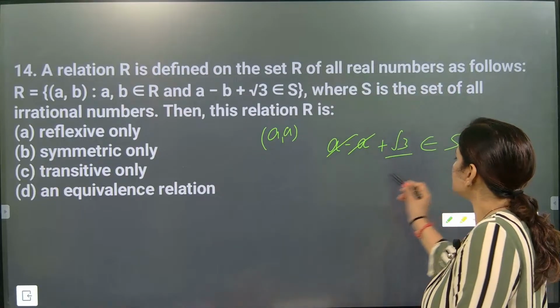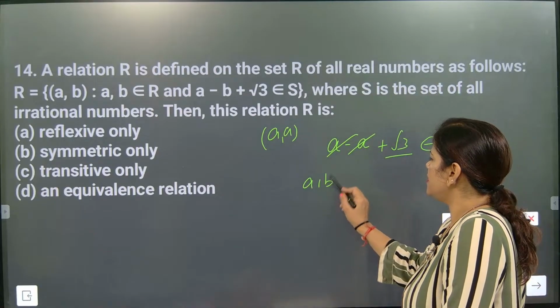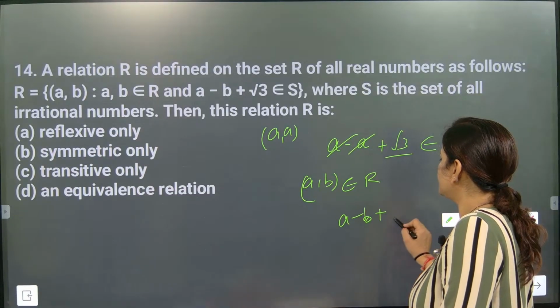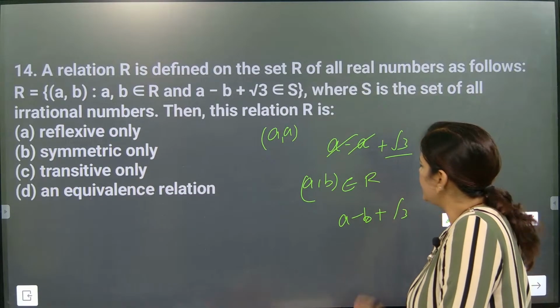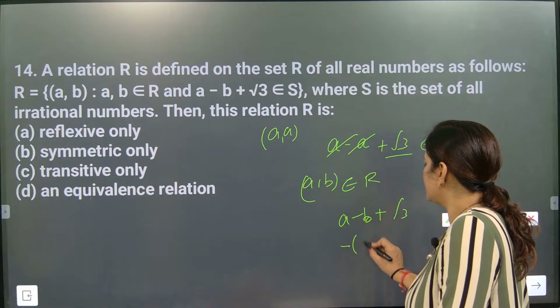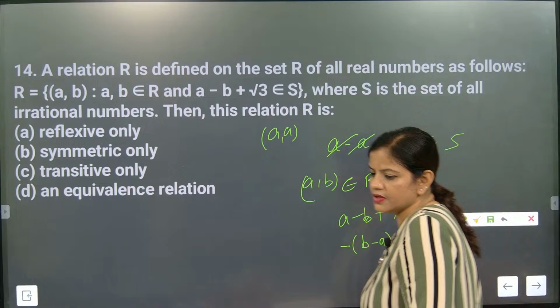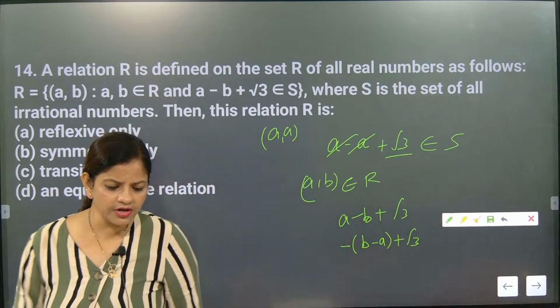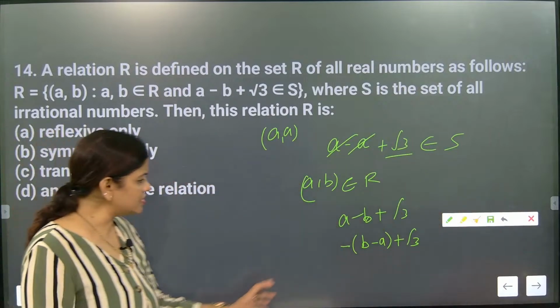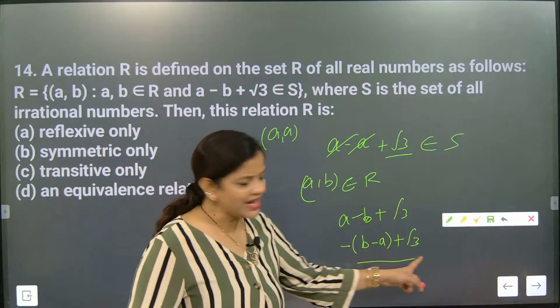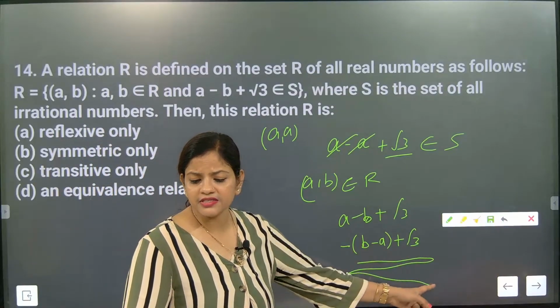Now A comma B belongs to R means A minus B plus root 3 is there. Now we will take minus outside: B minus A plus root 3. Is it irrational, or did it become rational? Once we have shifted the location, is the irrationality gone, or is it still there?